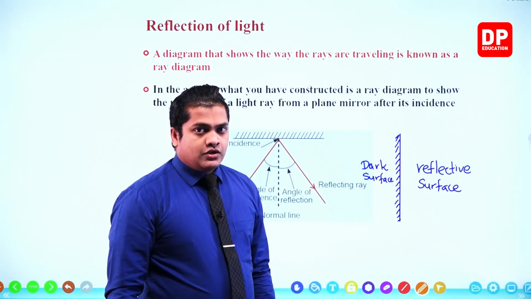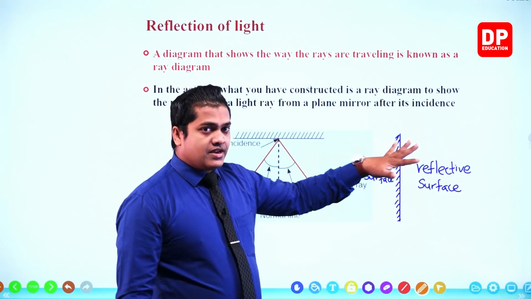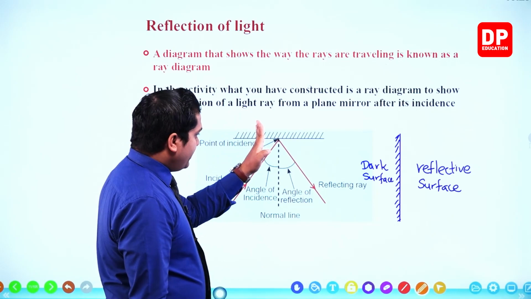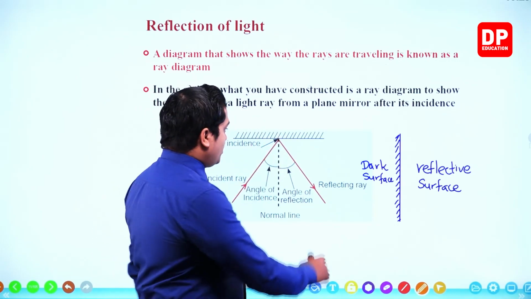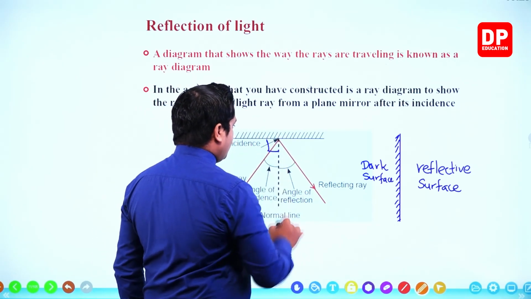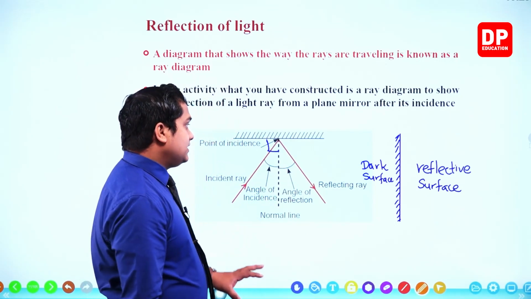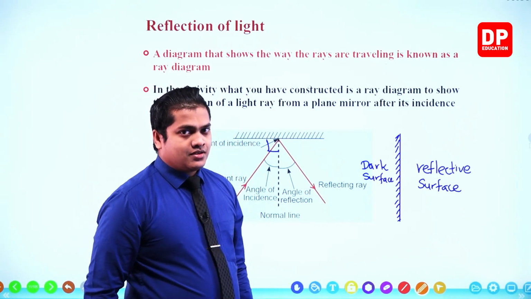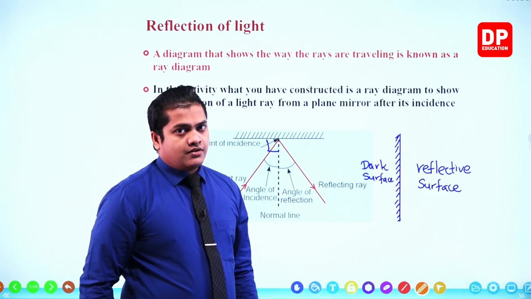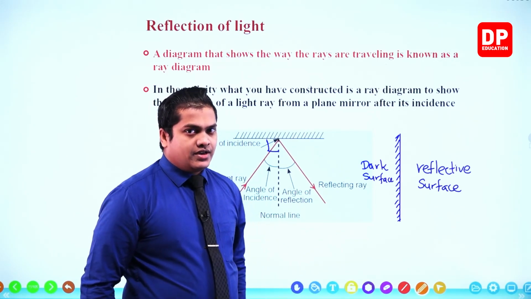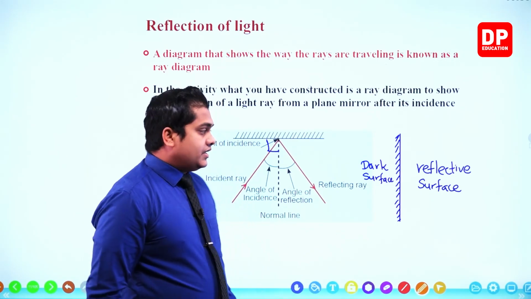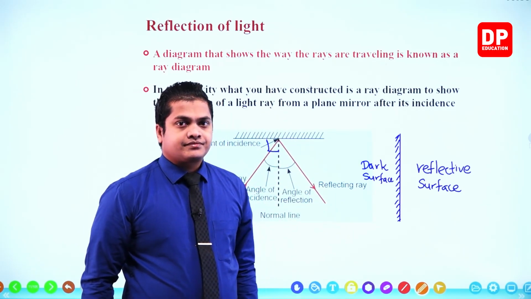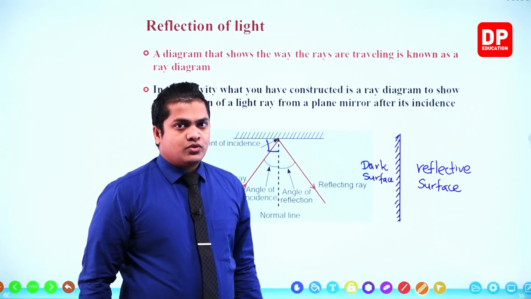Okay. So this is the mirror surface. This is the normal line. Always it is perpendicular to the mirror. Remember, it is perpendicular. And the other thing is that this normal line is drawn at the point of incidence. So these features can be observed within a ray diagram: the incident ray, the reflected ray, and the normal line.